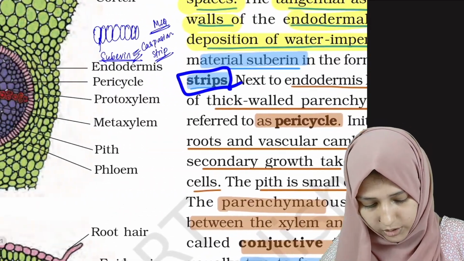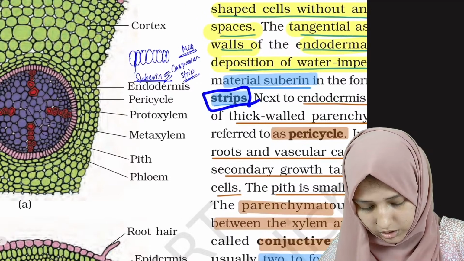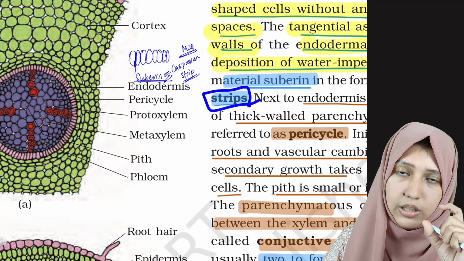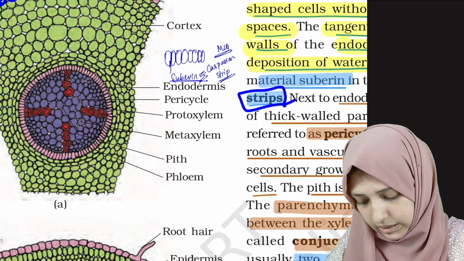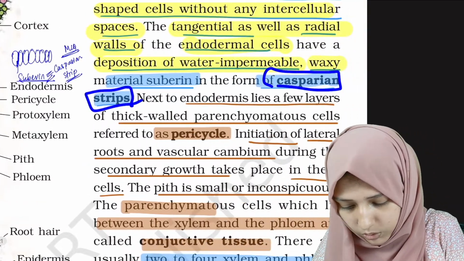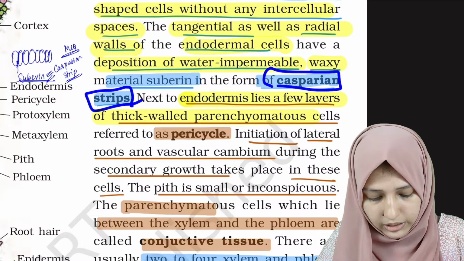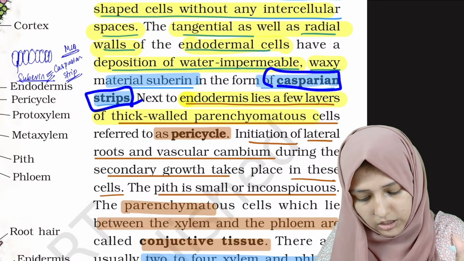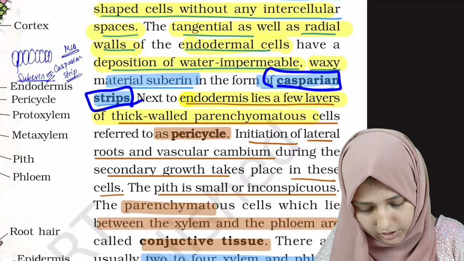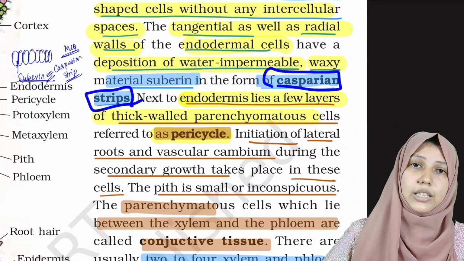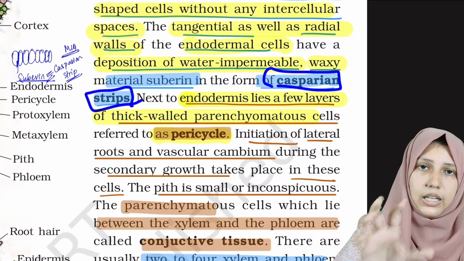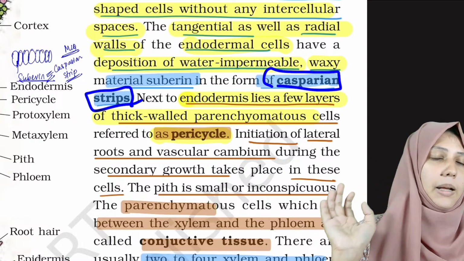So before endodermis there was thin-walled parenchyma. Inside the endodermis there is thick-walled parenchyma. Next to endodermis lies a few layers of thick-walled parenchymatous cells, and these are referred to as pericycle. What are they referred to as? They are referred to as pericycle. So pericycle is having thick-walled parenchymatous cells.